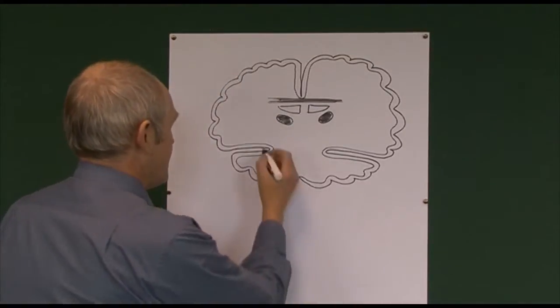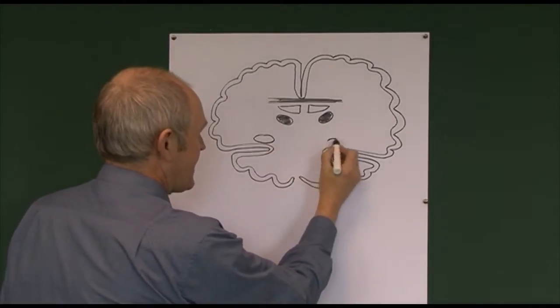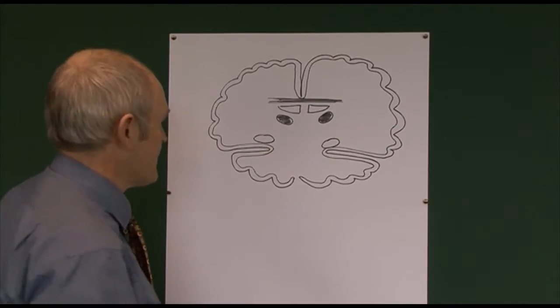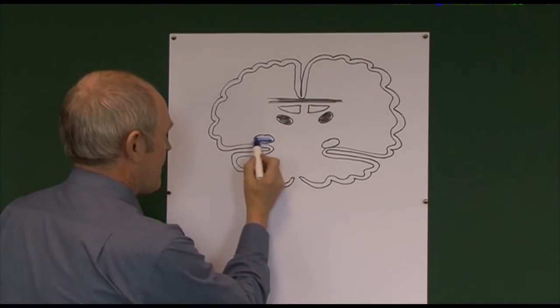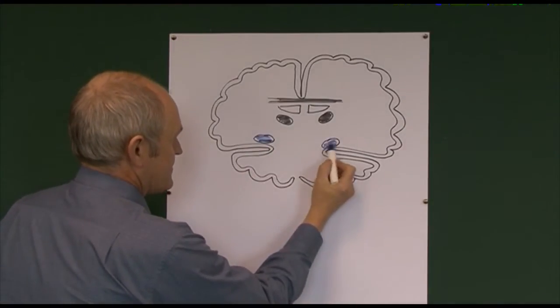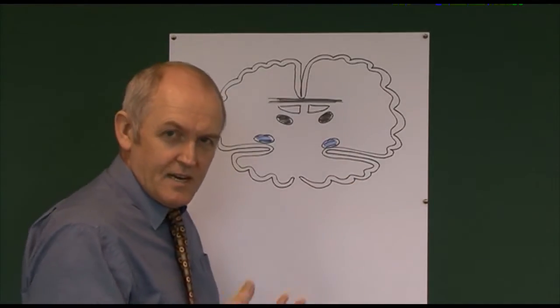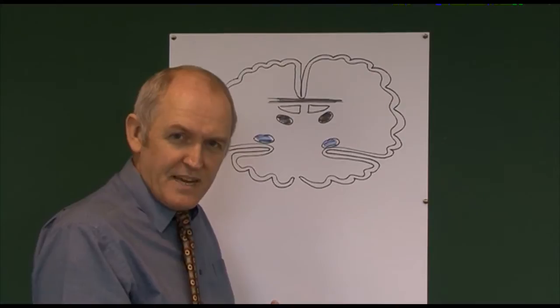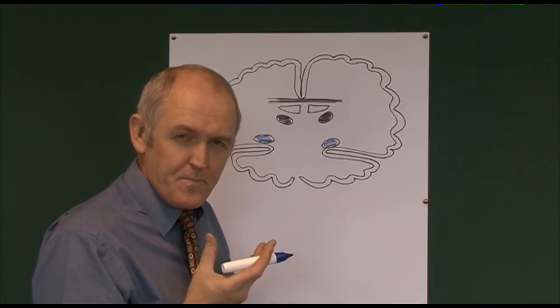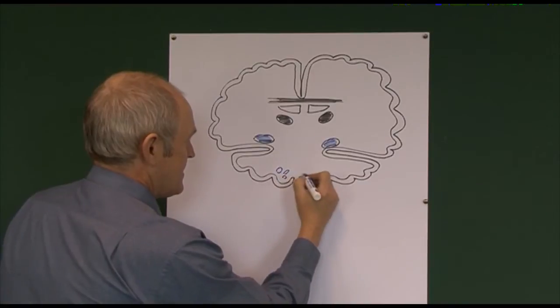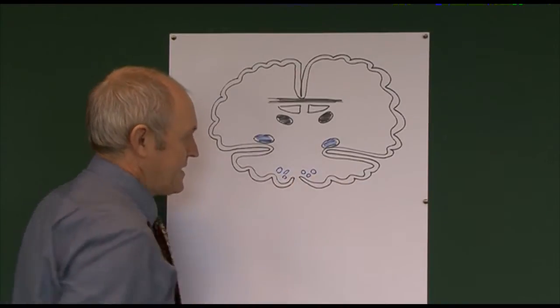So here we have the basal ganglia. Maybe do these a different colour. They're the basal ganglia. And right down at the base of the brain, the base of the diencephalon, is the hypothalamus. So the hypothalamus would be the nuclei down here at the bottom.